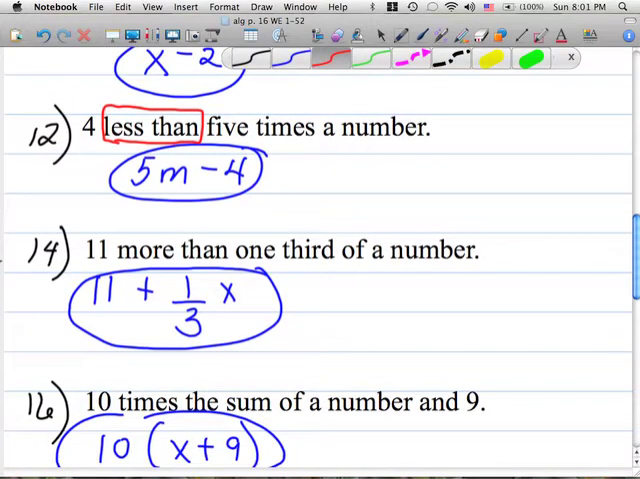Number 14, 11 more than 1/3 of a number. 11 more than means plus 1/3 of a number, and I chose the variable x.